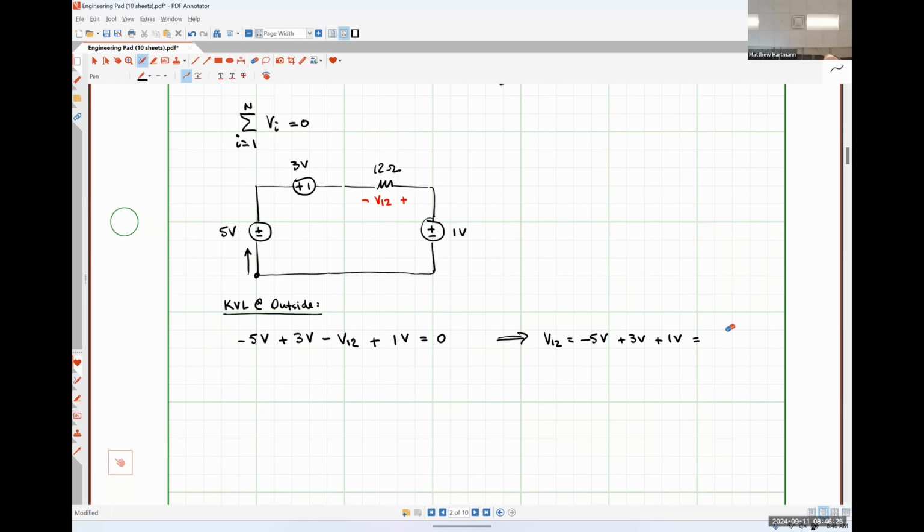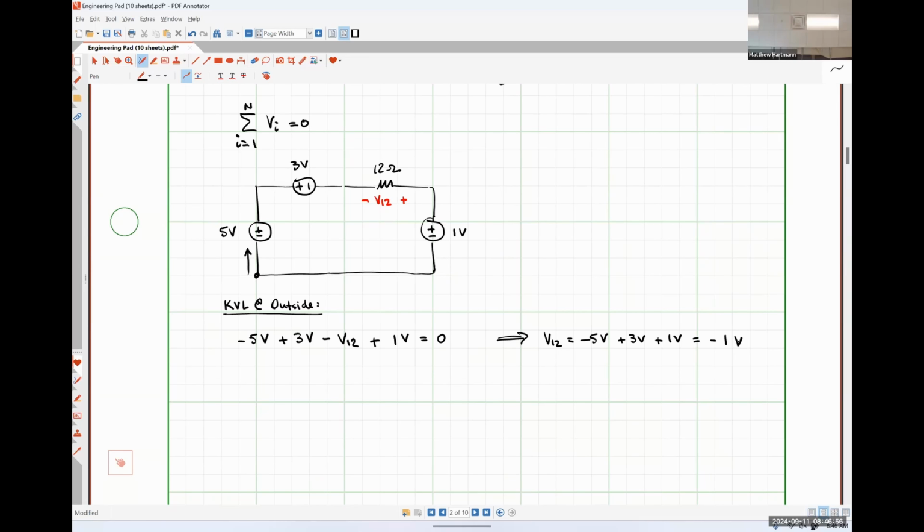We would get, let's see, negative 5 plus 4 is minus 1 volt. So if I flipped the polarity of that voltage V12, what answer would we get? Positive 1 volt, because flipping the polarity of a voltage is the same thing as multiplying that voltage by a factor of -1, as we discussed in our previous class.